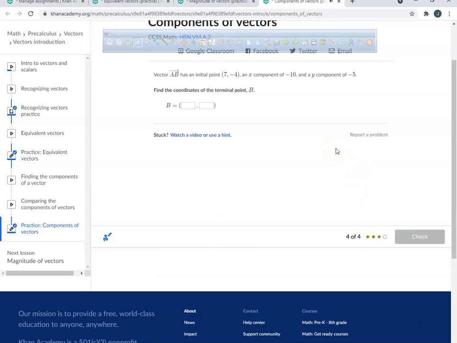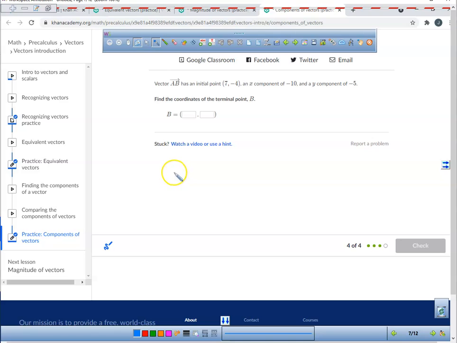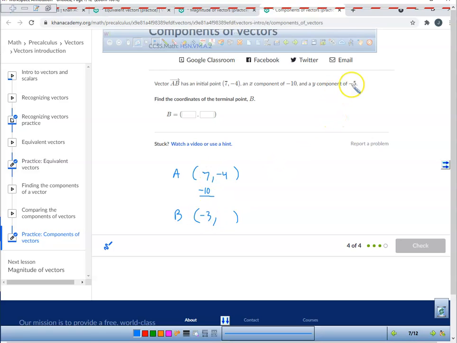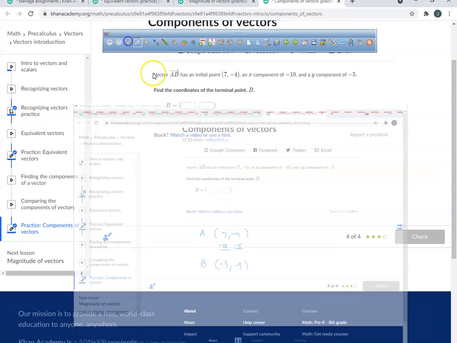All right, last one. It says vector AB has an initial point at A, at 7 and a -4, and I've got to find B. So it has an x component of -10, so 7 minus 10 is -3. And it's got a y component of -5, so it's -5, but it had -9. There we go. There's the start, there's the finish. So -3, -9 should be my answer.